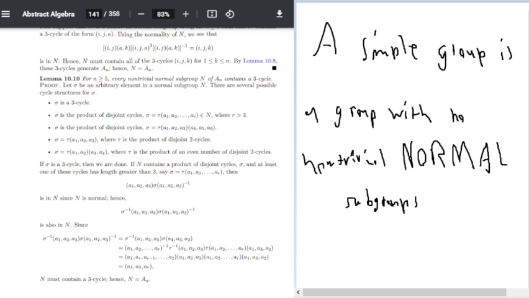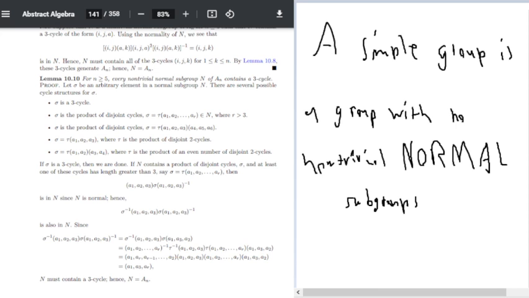Lemma 10.10. For n greater than or equal to 5, every non-trivial normal subgroup N of A_n contains a 3-cycle. Proof. Let sigma be an arbitrary element in a normal subgroup N. There are several possible cycle structures for sigma. First, sigma is a 3-cycle. Second, sigma is the product of disjoint cycles.